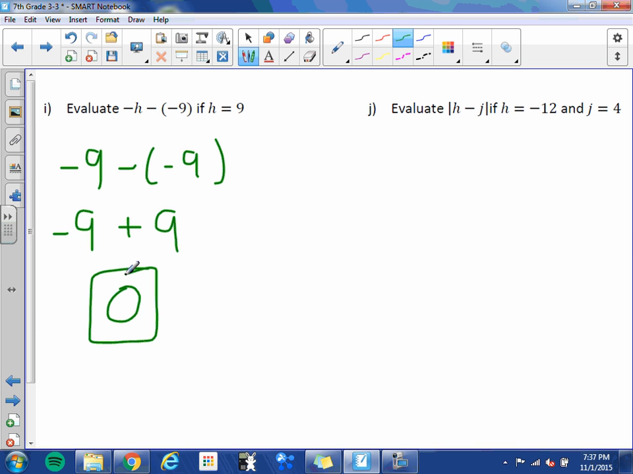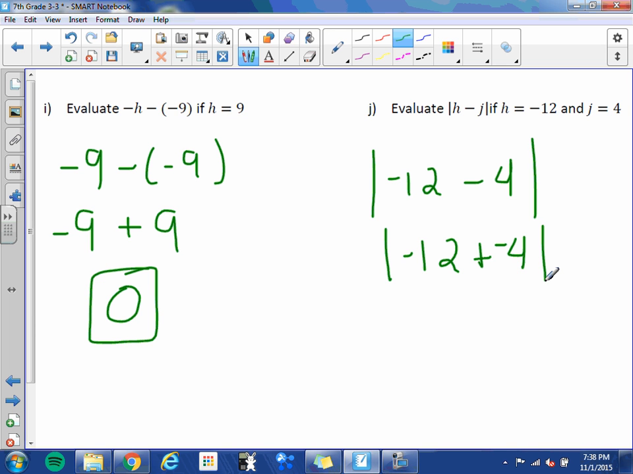Letter J. Evaluate absolute value of h minus j if h equals negative 12 and j equals 4. So absolute value, we have negative 12 minus j, which is 4. I will not subtract. I will add the opposite. So we have negative 12 plus negative 4, which is in fact negative 16. But don't forget about those absolute value bars. The absolute value of negative 16 is positive 16.